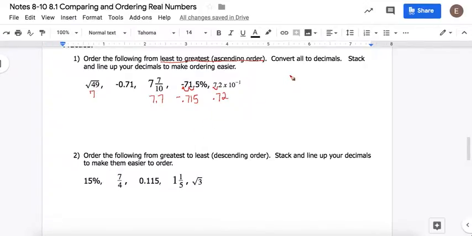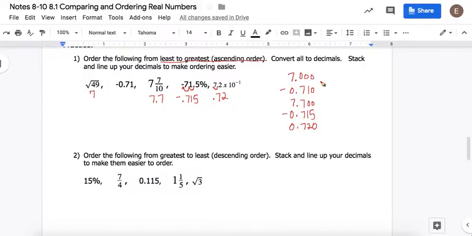Okay, so we're going to come over here and line them up. So 7 whole is 7 decimal. We have negative 71 hundredths. We have 7 7/10, negative 715 thousandths, but remember we can put a 0 in front of the decimal. And then 72 hundredths, once again we can put a 0 in front of the decimal. Now you notice this one has 3 numbers after the decimal, so we can drop zeros here to make sure everybody has 3 numbers.